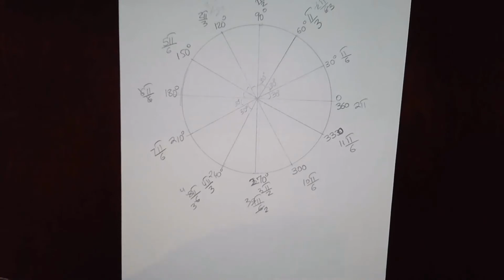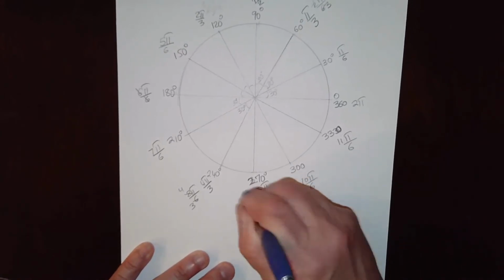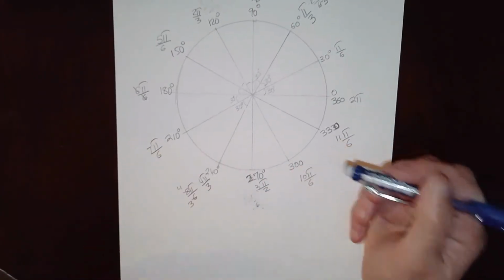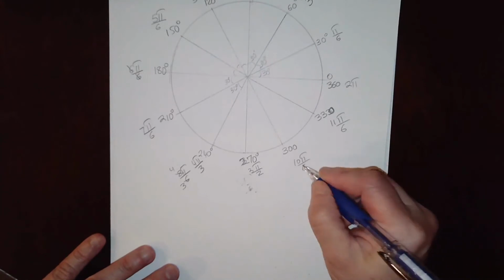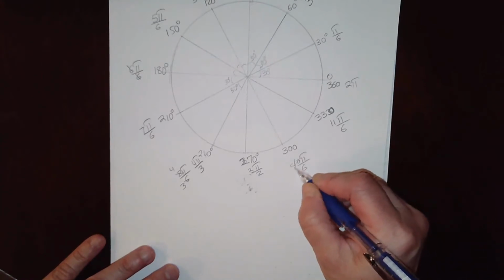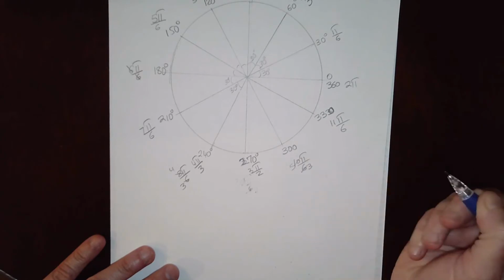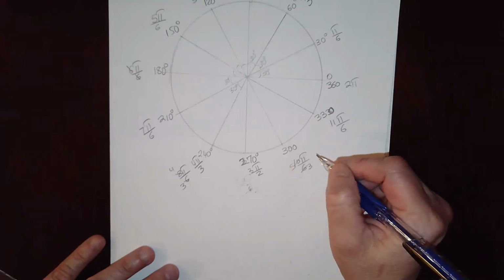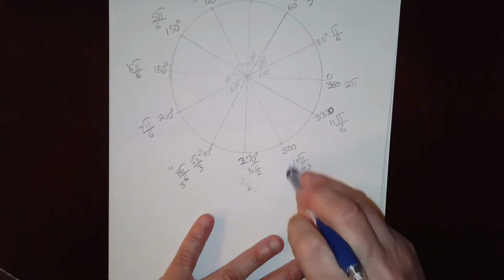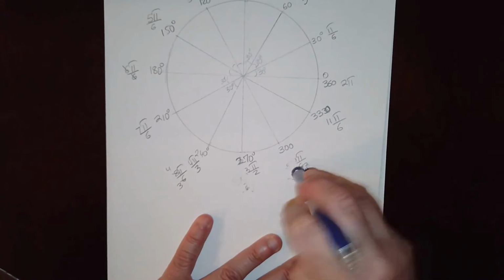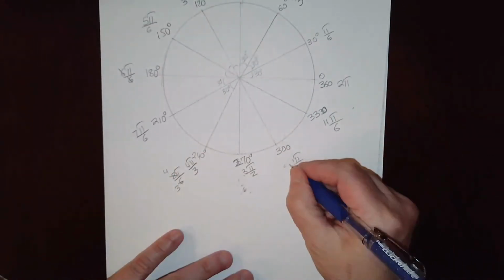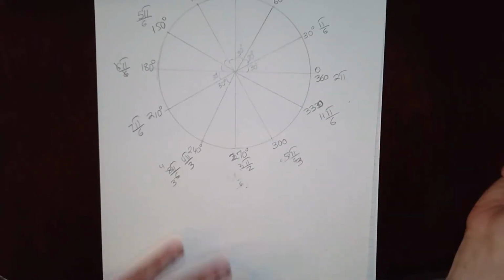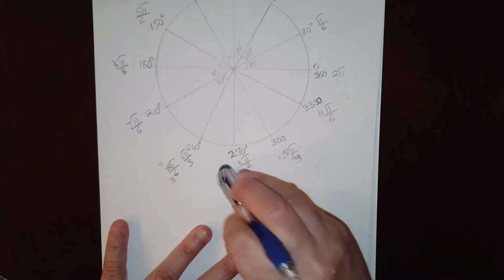Okay, so this, you can erase it. 10 pi over 6, again it simplifies. 10 divided by 2 is 5, 6 divided by 2 is 3, so you have 5 pi over 3. So this is 5 pi over 3 right here. You might want to erase that just to make it better. 5 pi over 3. And 11 pi over 6 does not simplify. So that's what we have here.